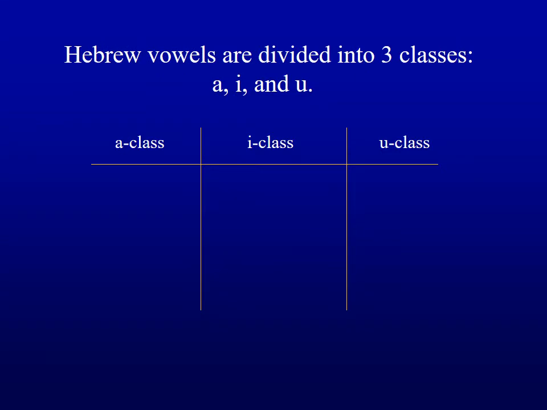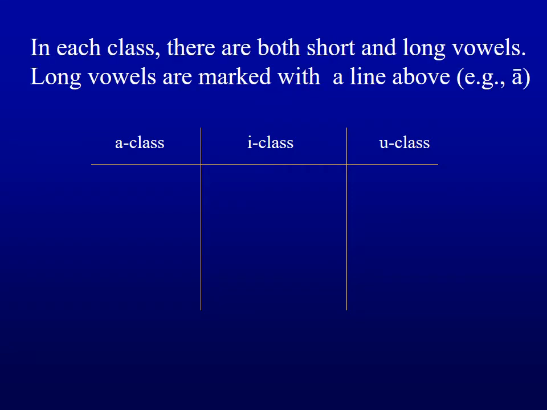Hebrew vowels are divided into three classes: the A class, the E class, and the U class. In each class, there are both short and long vowels. The long vowels, when we write them in English, are marked with a line above. So, for instance, A with a line over marks a long A. So in the A class, we have a short A. We have a long A.